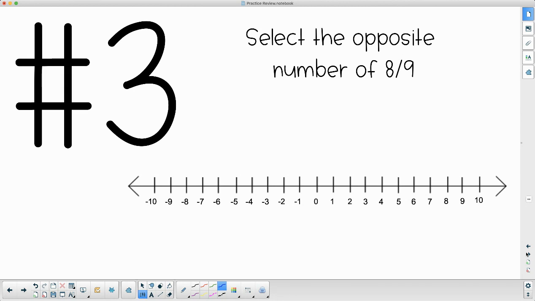Number 3 wants to know what is the opposite number of 8/9. So 8/9 is almost one whole thing. And if we do the opposite, we just take that to the other side of 0 right there.